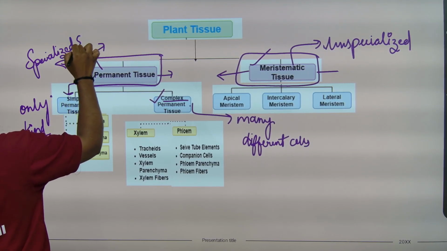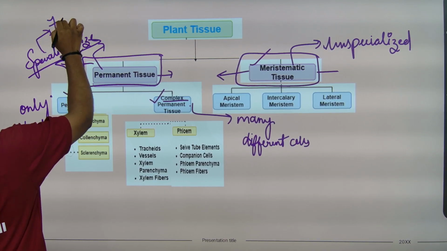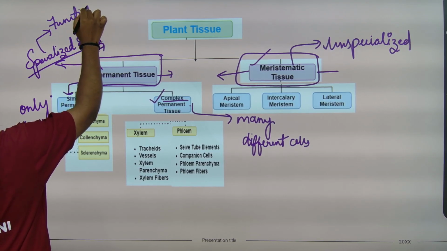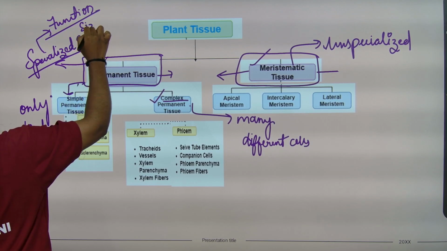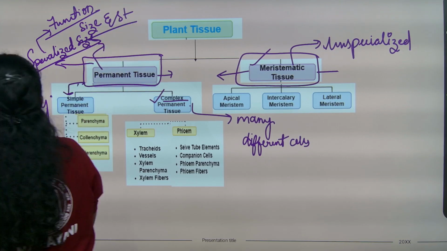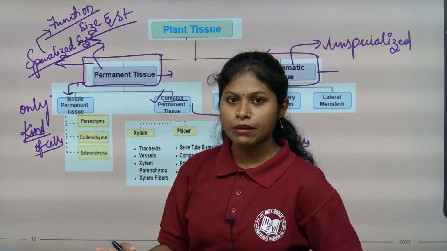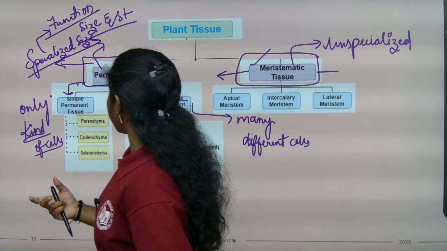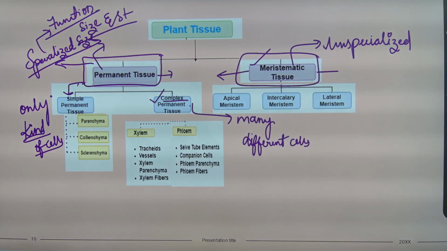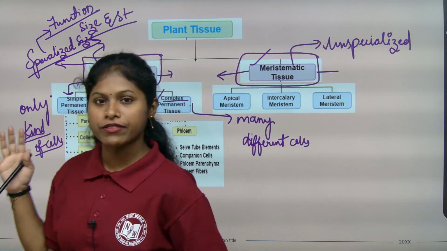They have specific function, size and structure. Right? So permanent tissues are categorized into two types. What are they, children? They are simple permanent tissue and complex permanent tissue. When the meristematic tissue loses the ability to divide, it becomes the permanent tissue. They have the specific role.